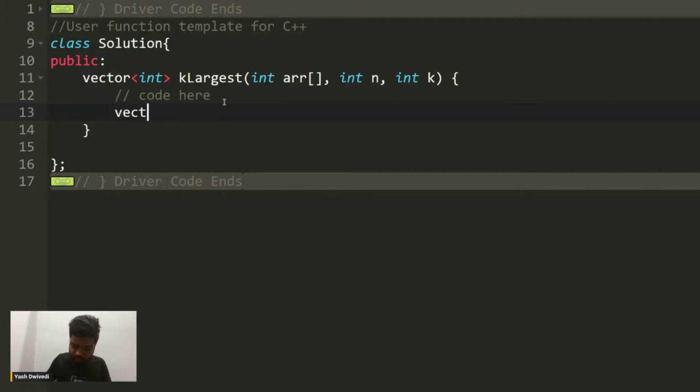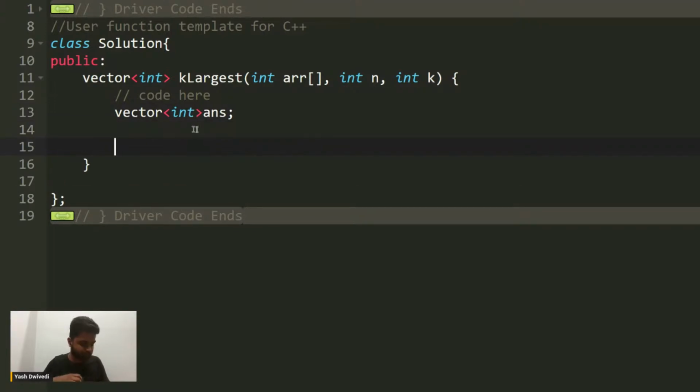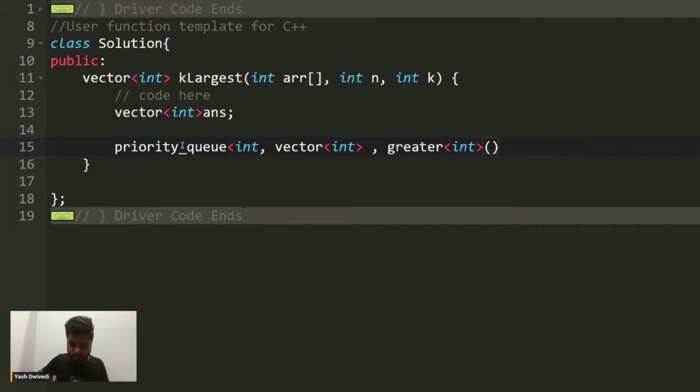So what I will do is, first of all, I'll declare a vector int, which initially will store the answer. And in that I'll be storing the list, and I will have a priority queue. I'll declare a min heap. So priority_queue of vector int, and this is the syntax for a min heap: then I will write greater, then int, and then this thing. Okay, I think this is getting closed now properly. I'll name it as pq.